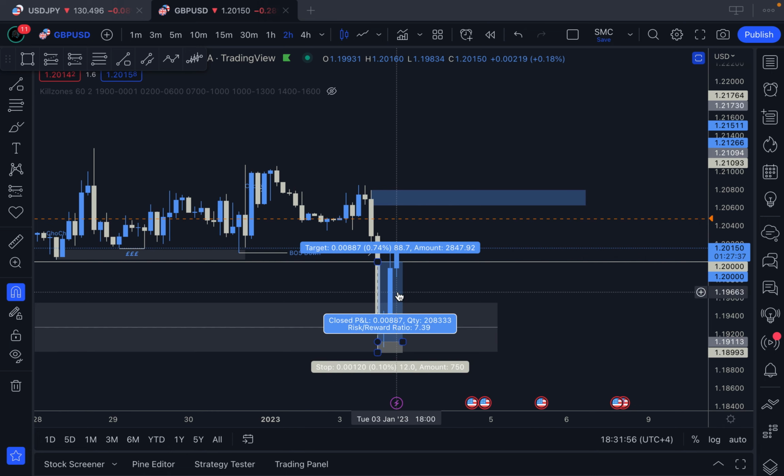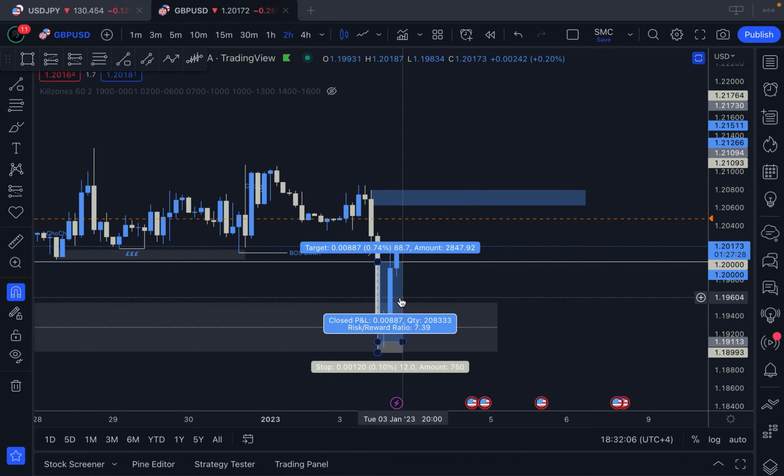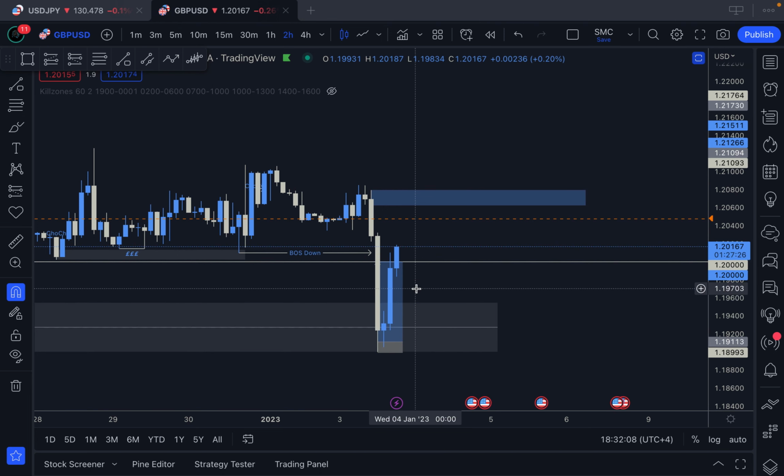And I targeted 1 is to 7. I could have targeted all the way till the supply zone. As you can see, the price is going up now, but I was pretty happy with my profit over here, so I booked my profit there.